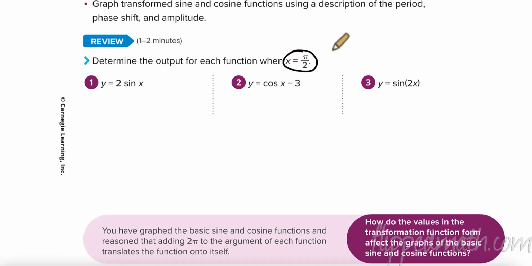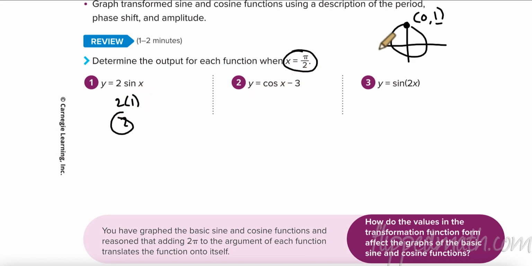So when x is pi over 2, let's go look at our unit circle. Pi over 2 is 90 degrees, so that is 0, 1. Remember, cosine is x, sine is y. So sine of pi over 2 is 1. So this is like 2 times 1 or 2. Cosine of pi over 2 is 0. So this is 0 minus 3 or negative 3. These are not that hard, are they?